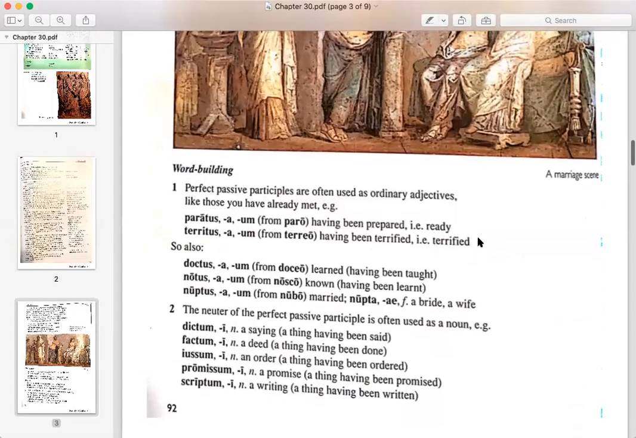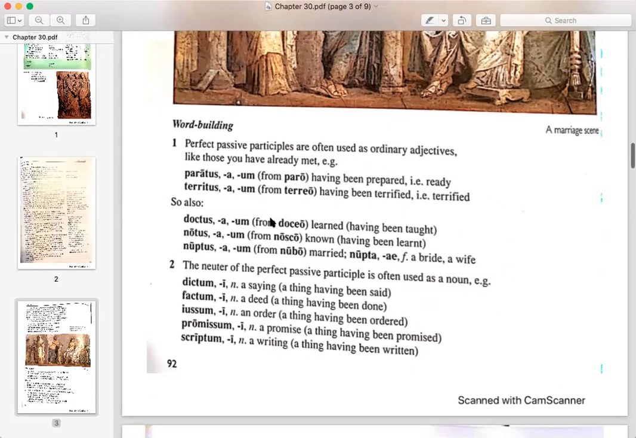The word building is more about the perfect passive participle. You've seen these as the form of adjectives. So paratus, you've translated before as ready. Technically, it's from paro. It means having been prepared. Territus, from terreo, having been terrified or simply terrified. Doctus, learned, means literally having been taught. Notus, known, having been learnt. Nuptia, married, so we get bride or wife from that.